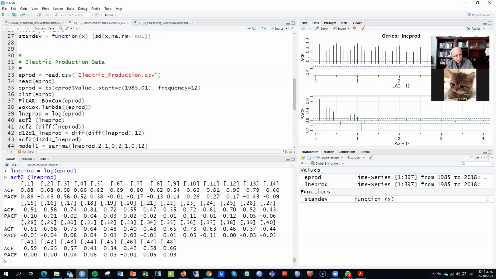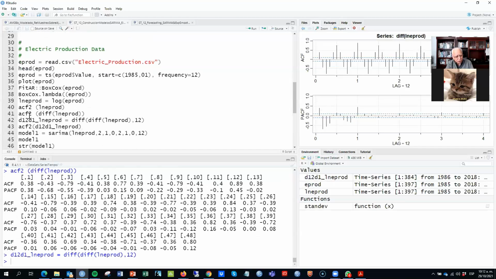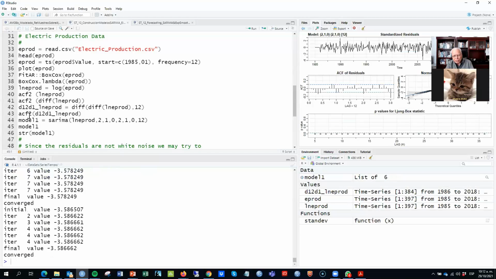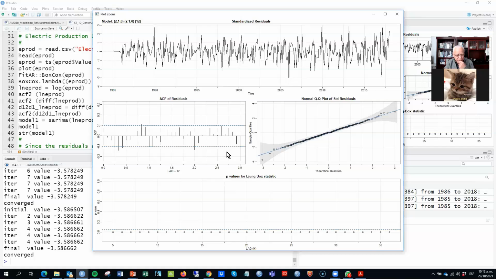From there, we computed the ACF and the PACF. Decided we needed to take a difference of order 12, and then try to model that. And the model didn't turn out to be right, although the autocorrelation function looks good. The p-values look very low. It looks good, although there's a couple of significant autocorrelations here.